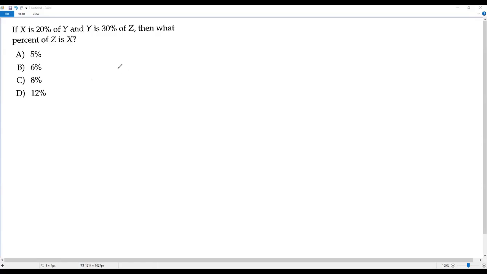Okay, so here we have two pieces of information. The first is x is equal to 20% of y, and y equals 30% of z. And we have to find what percentage of z is x, or it can be said as x is equal to what percentage of z. So we have to find x in terms of z. So that's what we have to do.